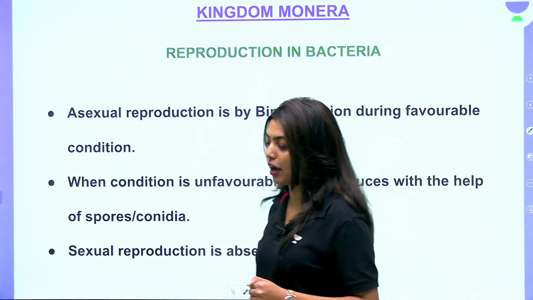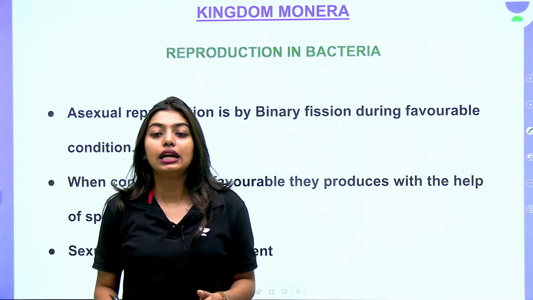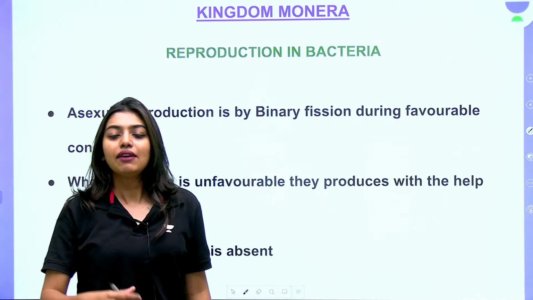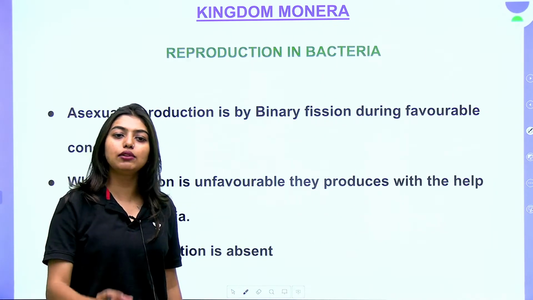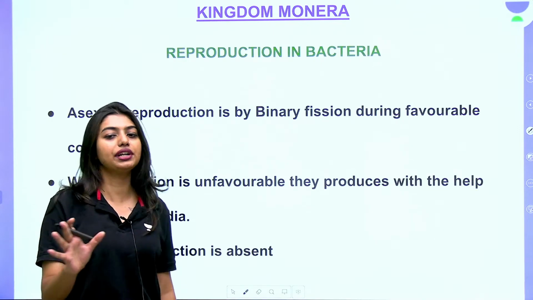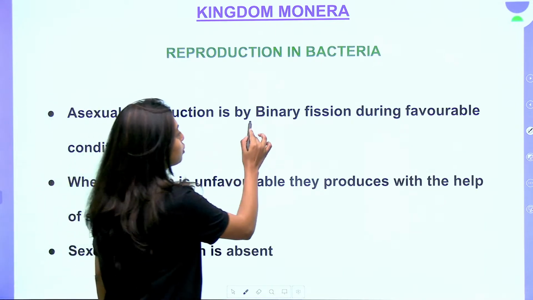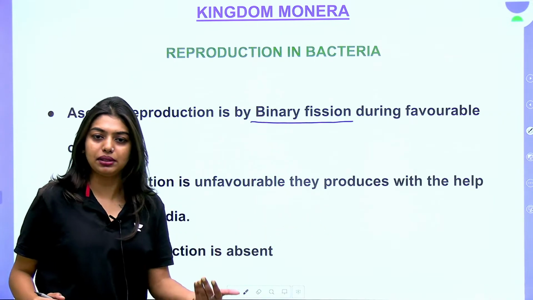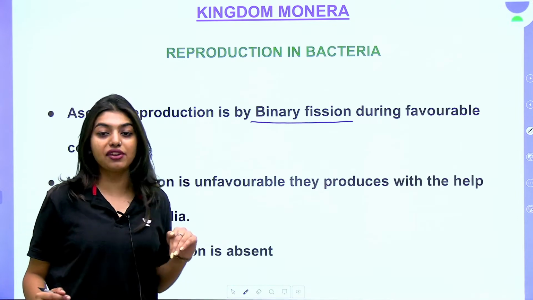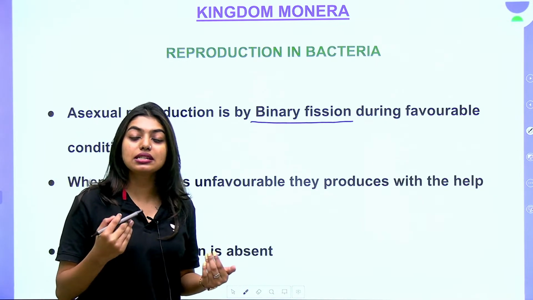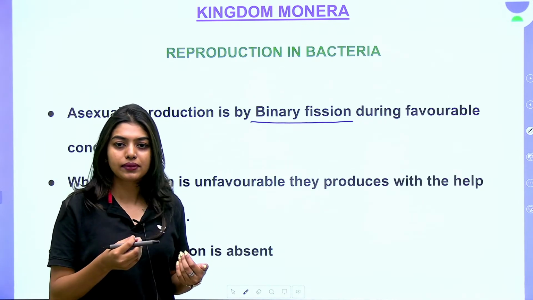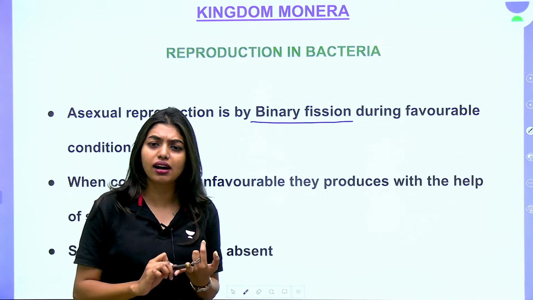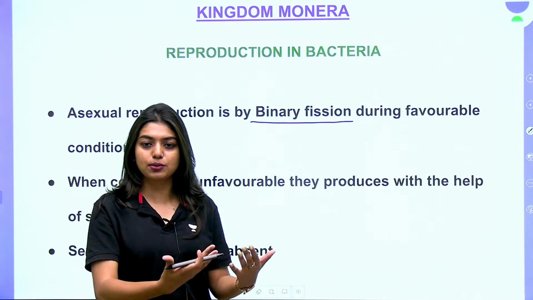Now, reproduction. Reproduction in bacteria, all of you know, is by binary fission whenever the condition is favorable. Now, whenever the condition becomes unfavorable, what is going to happen? They will start producing spores. They'll produce conidia, and conidia are nothing but exogenous spores.